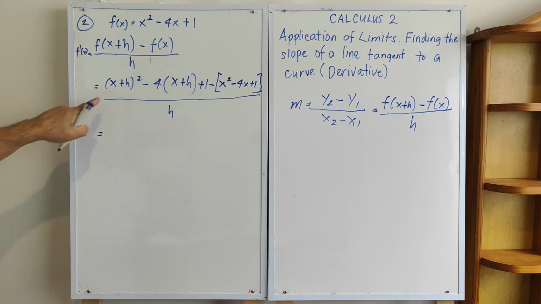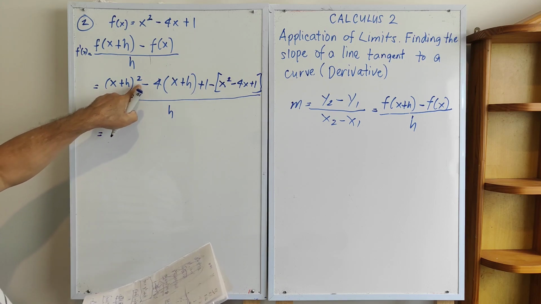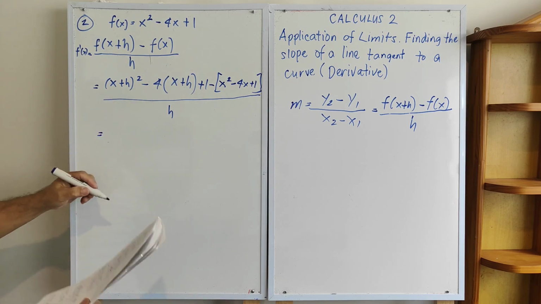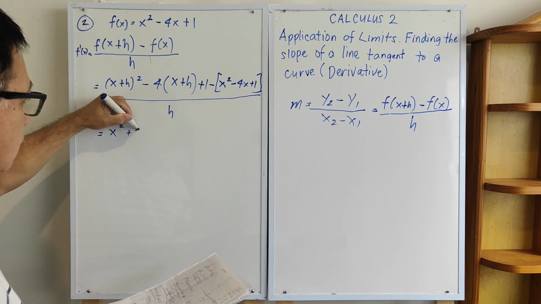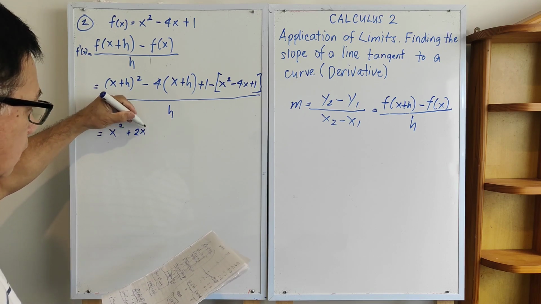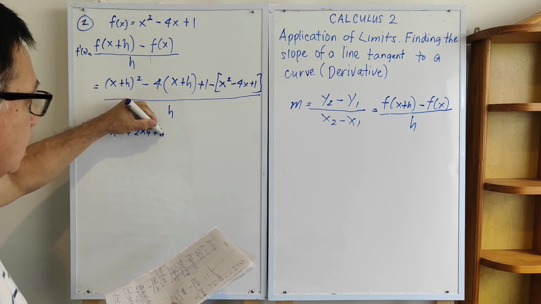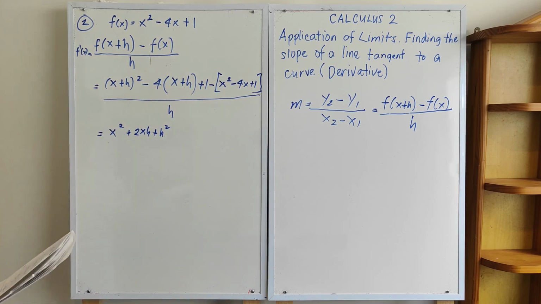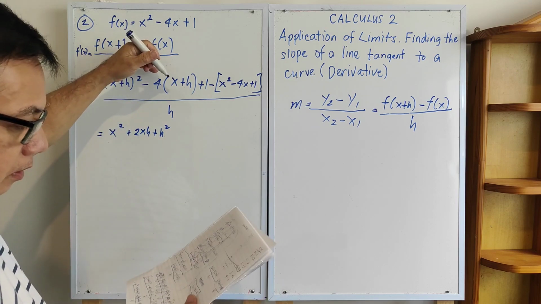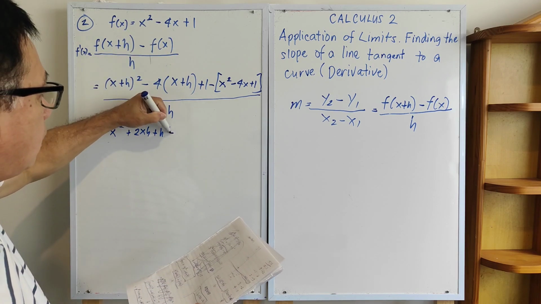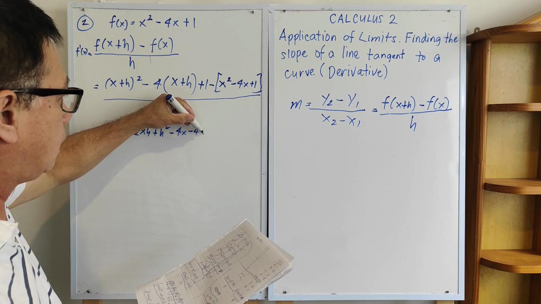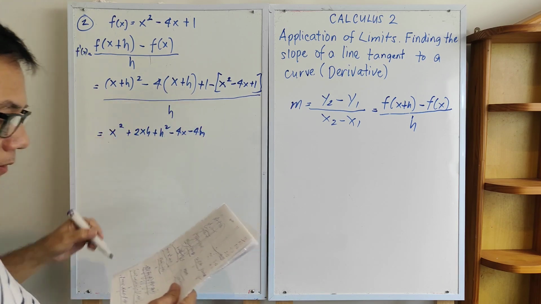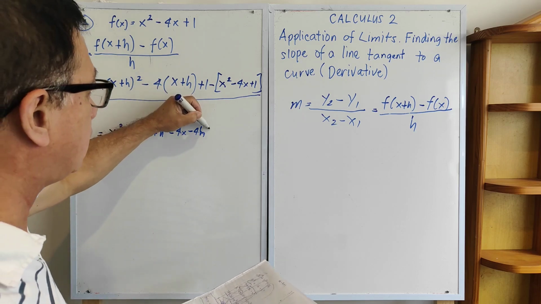So we have to multiply x plus h by itself. That would be x squared plus 2xh plus h squared. This one we have to distribute: minus 4x minus 4h plus 1.